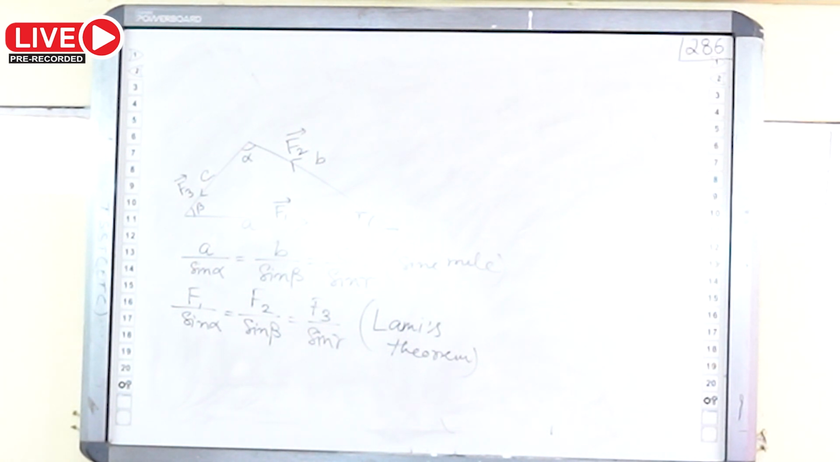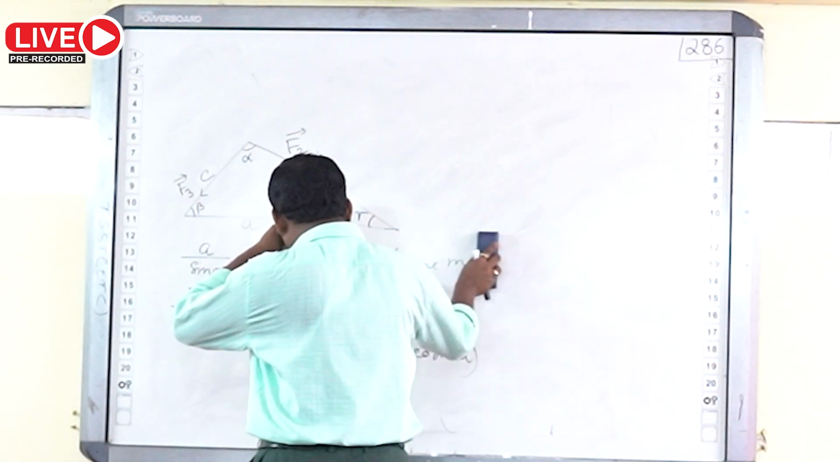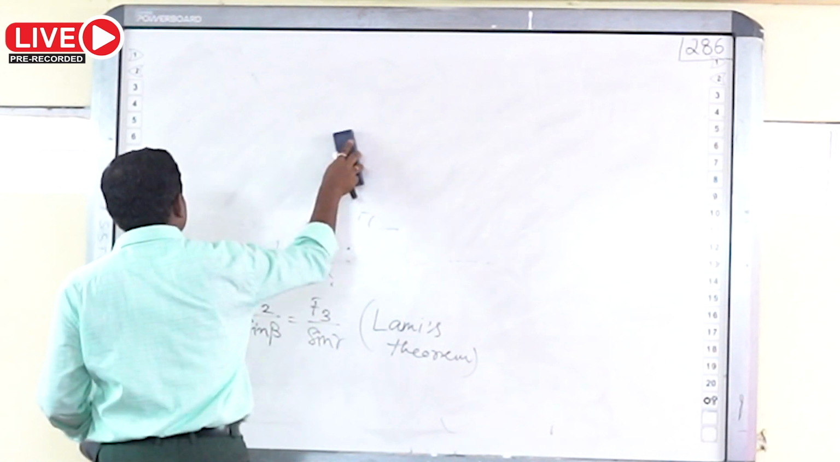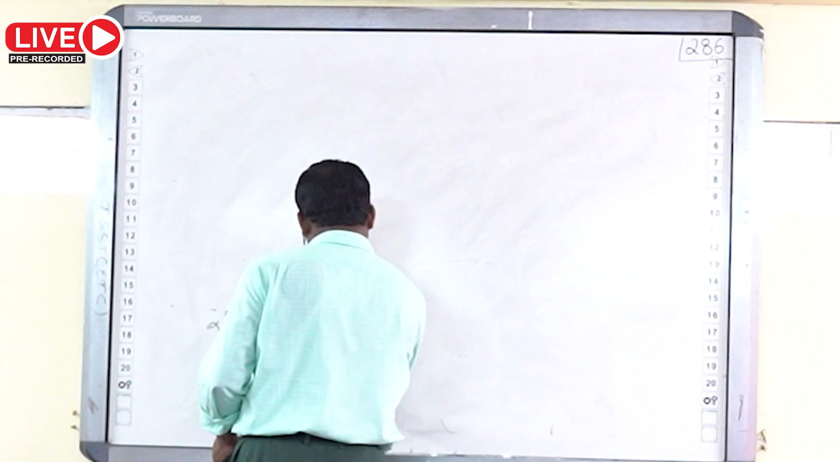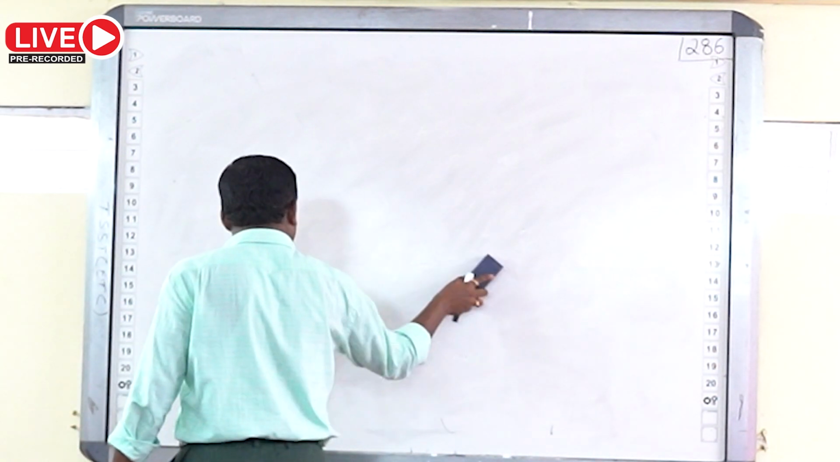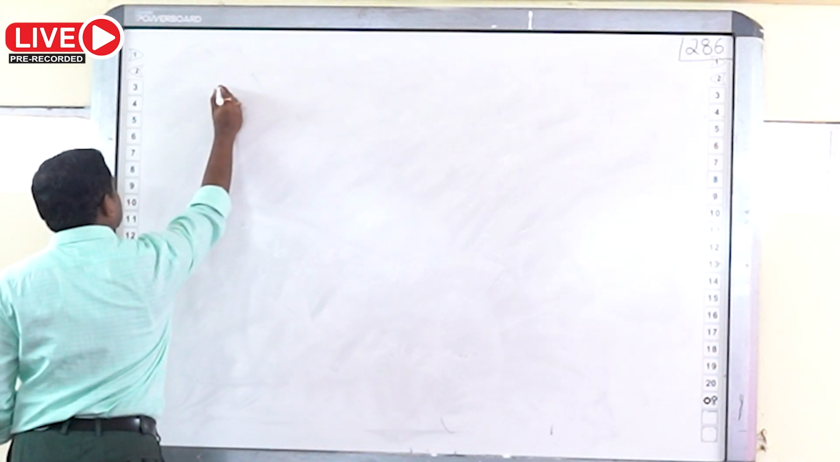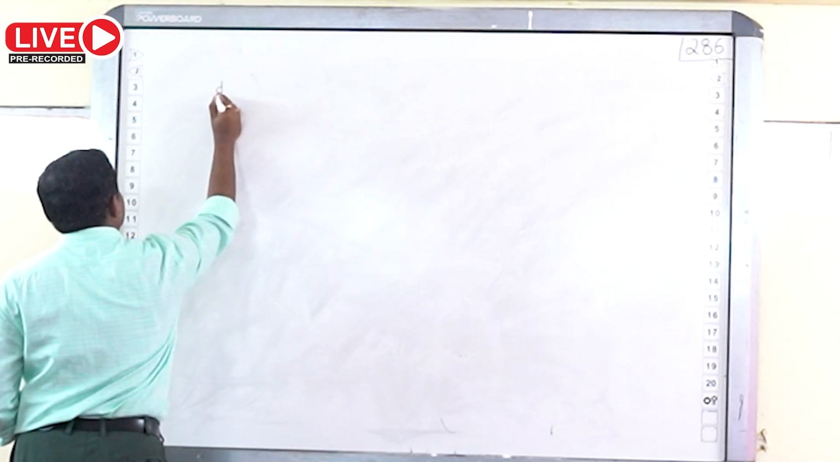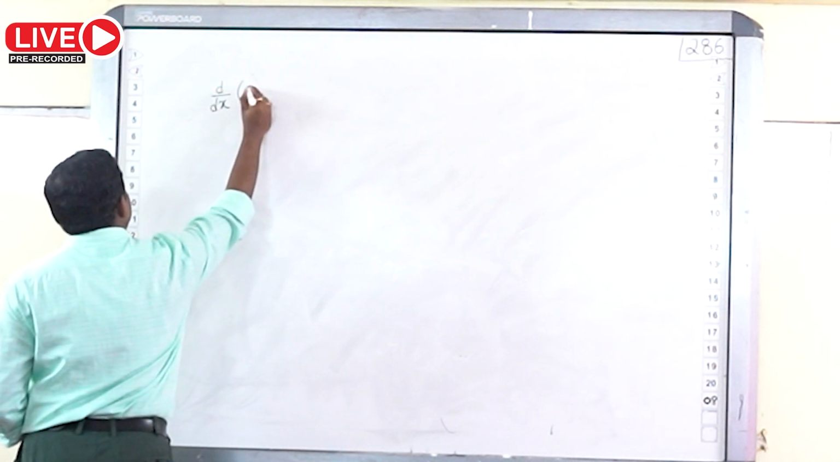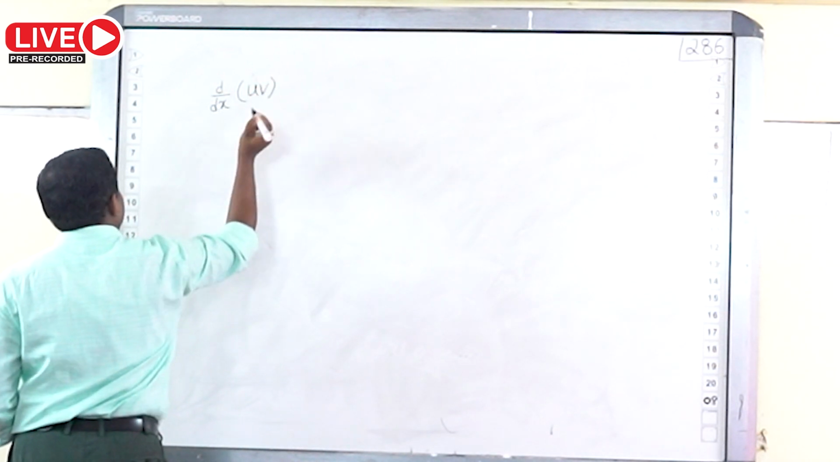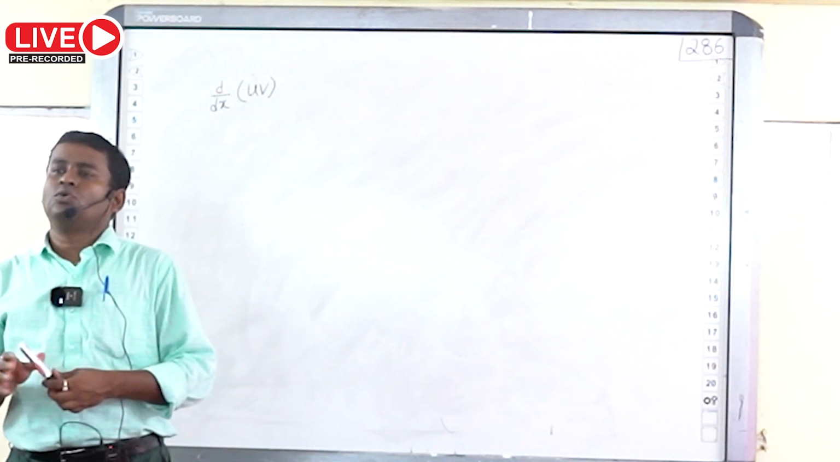How many of you know to calculate the derivative? Little bit of derivative. Okay. I will write one formula. That is the product rule of derivative. Not more than that is required for solving this problem. See, suppose it is asked to calculate d dx of uv. This is called the product rule of derivative.